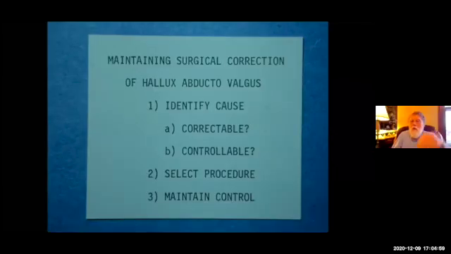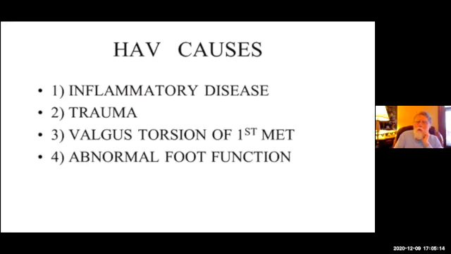So we're going to be continuing on from where we were with this first ray discussion. Last time we spent some time talking about the valgus rotation of the metatarsal that goes along with bunions. And I like to think of bunions as being caused by inflammatory disease, such as rheumatoid arthritis, gout, and the like. That's pretty obvious. Trauma, any damage to the medial collateral structures, can result in bunion formation. Valgus torsion of the first metatarsal, we'll spend a couple minutes on, but we're not going to spend as much time as we did last time.